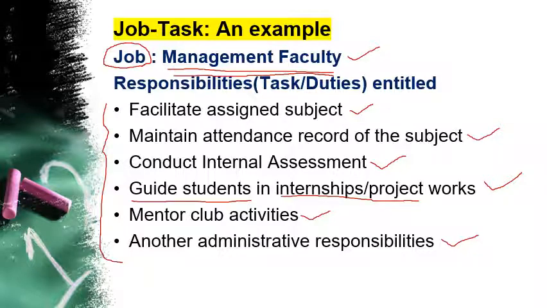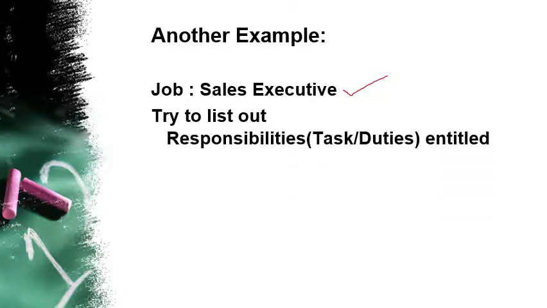Okay, let us take another example to understand. We are trying to go into detail on the word or title job. So what all comprises or includes a job? Another job we are going to examine here is sales executive. It's a job role. So what all does a sales executive have to do? Think about it. What could his or her responsibilities, duties, or tasks entail? Just say generate sales.